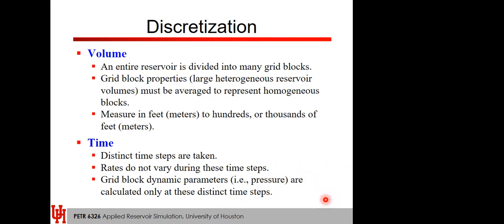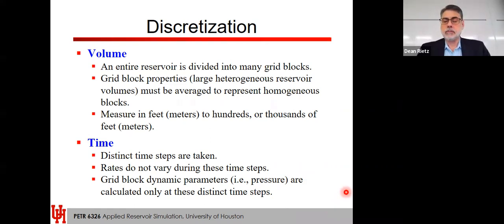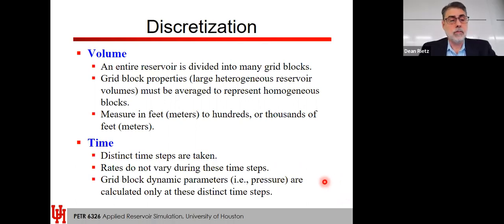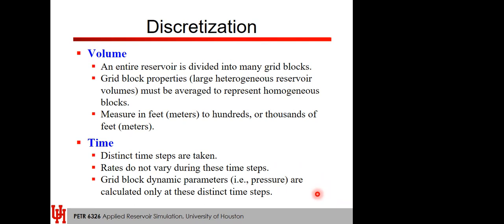Hello, Professor. Based on your explanation, I understand the discretization of volume, but the time aspect is not yet clear to me. How do you discretize time? Say that again. You explained that discretization has two parts, volume and time. Okay. Yep. Volume discretization is clear to me, whilst time discretization is unclear at this time.